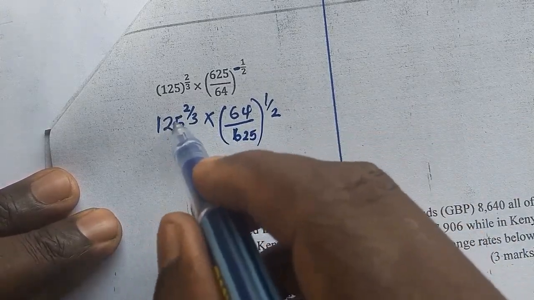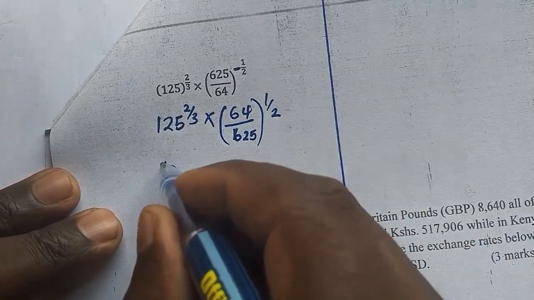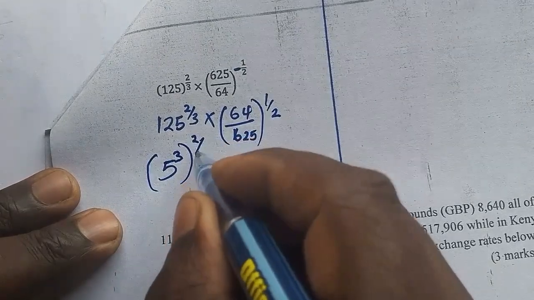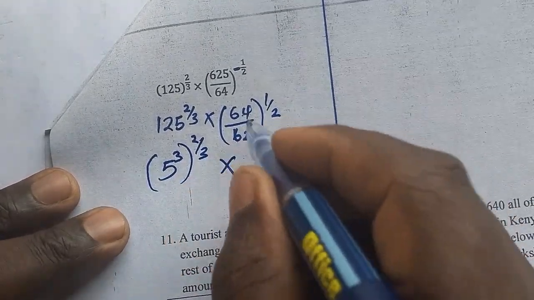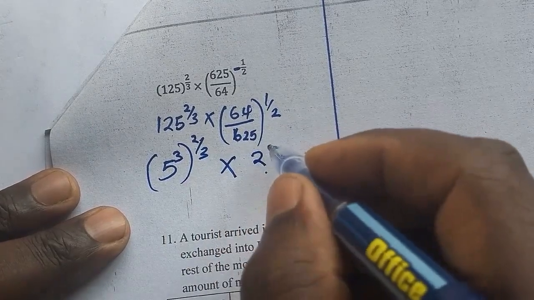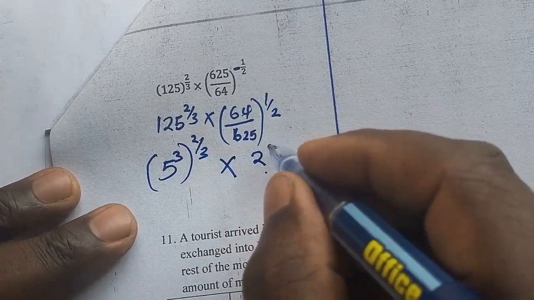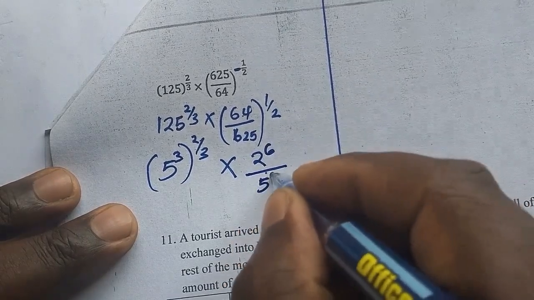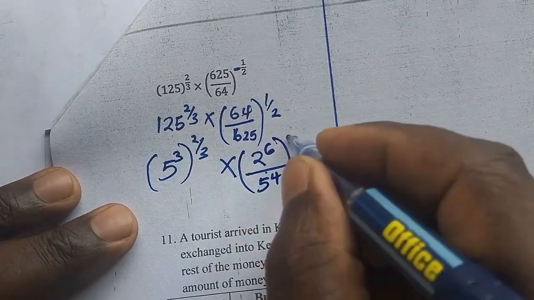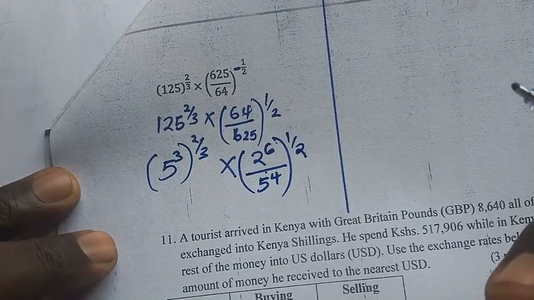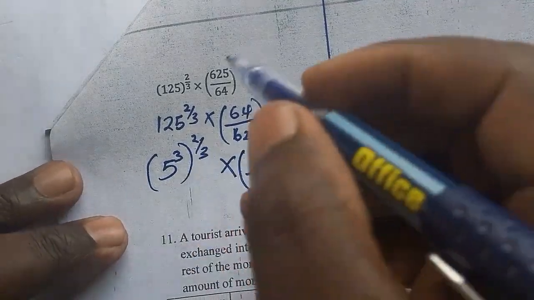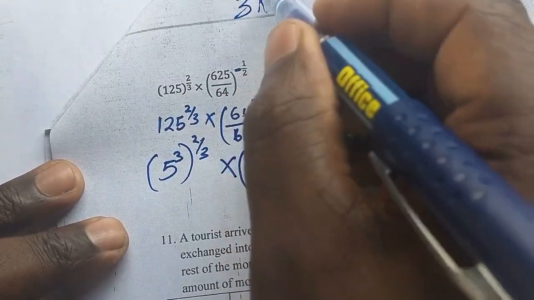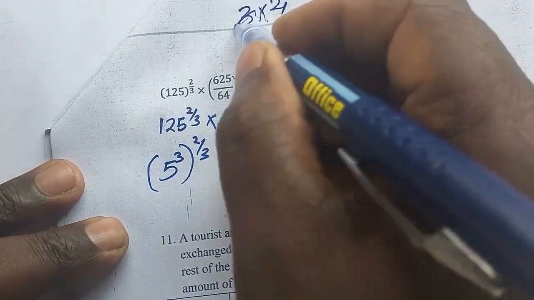This is 5 raised to power 3, that's 125, raised to power 2 over 3, times 2 raised to power 6, over 5 raised to power 4, everything raised to power a half. That's what it means. But remember with the powers, you multiply the powers. So 3 times 2 over 3, this one will go. So this and this will disappear.